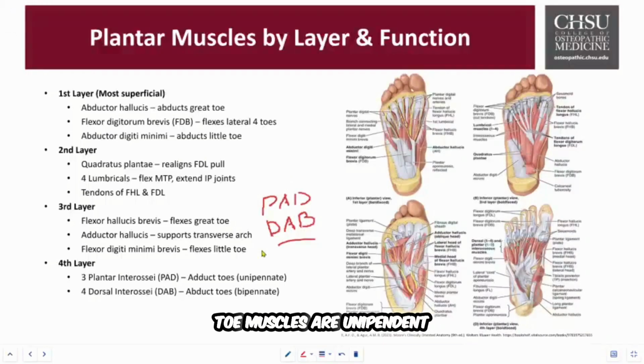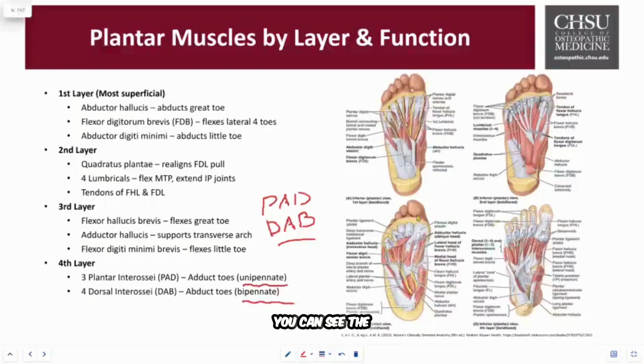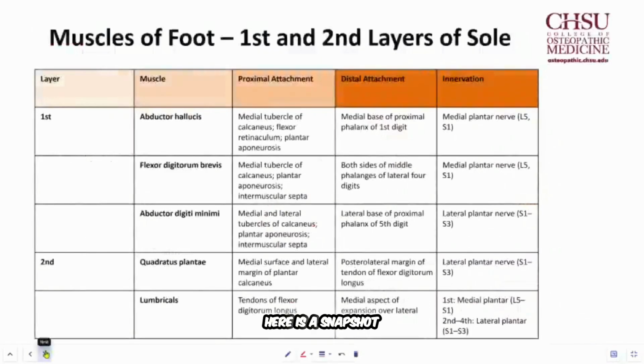Notice that the adductor toe muscles are unipennate in structure, and the abductor muscles for the toes are bipennate, so they're feather-like shaped. On the right, you can see the visual of how those fibers look. It is very clustered, but let's take a look at the orientation of the fibers. Here is a snapshot of the key muscles of the foot.